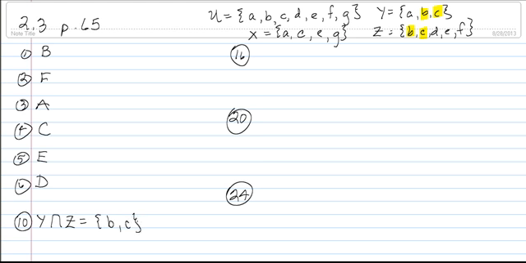In 16, we have X complement intersect Z. Okay, first we need to figure out what X complement is. So we're comparing X to the universal set. X has A, it does not have B. It has C, it does not have D. It has E, it does not have F, and it has G. So now we want to form the intersection of set X complement with Z. B, D, and F are in both. So that would be our answer.